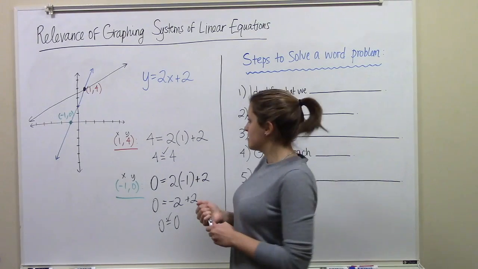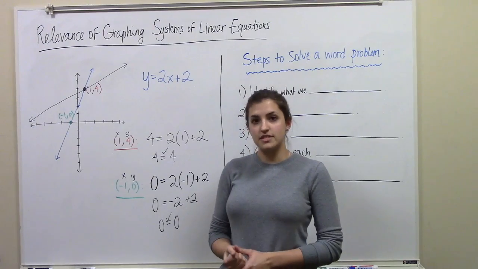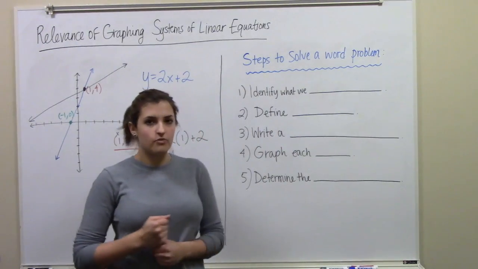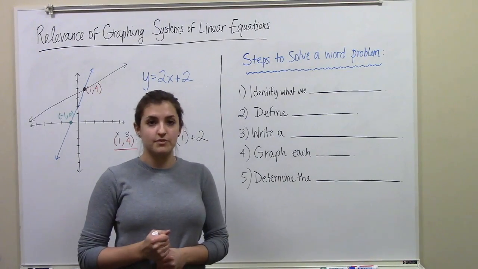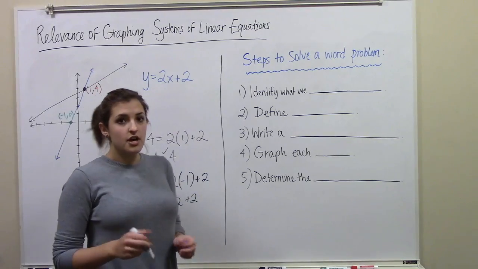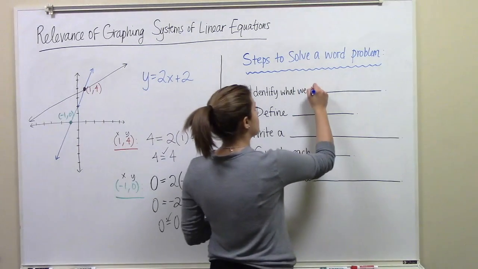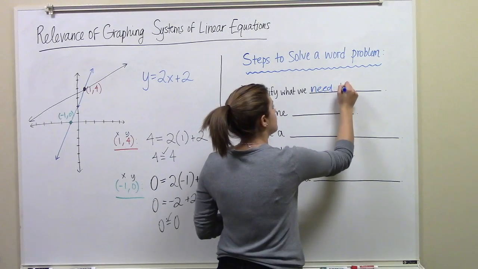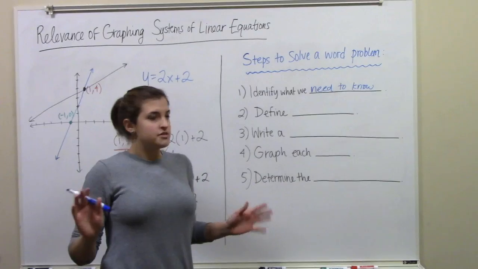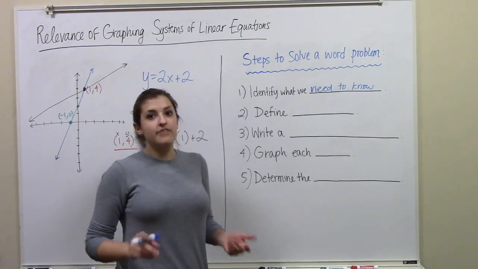All right, let's talk a little bit about how we might solve word problems with systems of linear equations. There are 5 steps that I would use to solve word problems, and we will do some examples afterwards. Those steps are as follows. First, we want to identify what we need to know. Before we can solve anything, we need to look at our problem and just, in plain English, decipher what we need to know. The second step is to define variables.